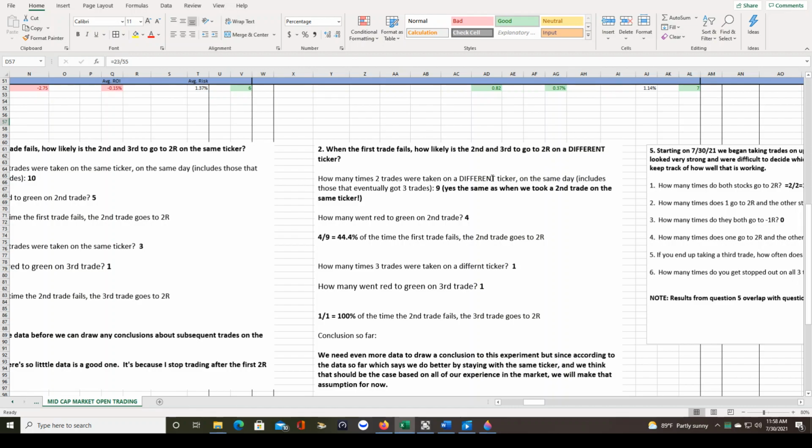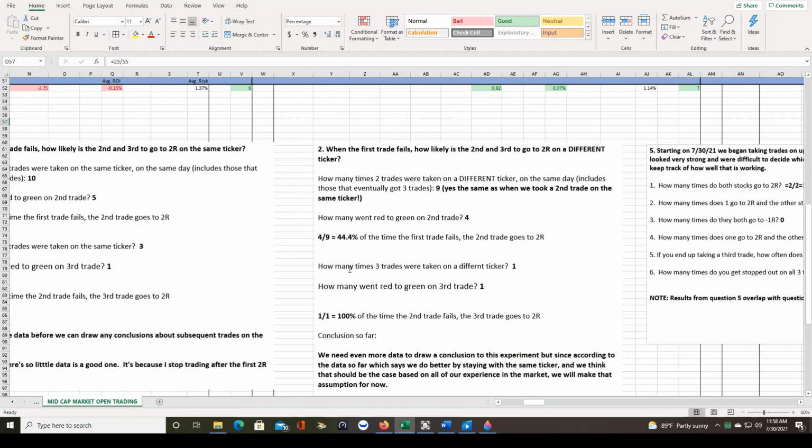So first of all, we have to figure out how many times 2 trades were taken on a different ticker symbol. Again, I just look through the data and find that out. And that happened 9 times. How many times did we go from red to green doing that? 4 times. So we have a 44% win rate on that. Again, that's more than my break-even win rate, so it is profitable for us to do that so far.